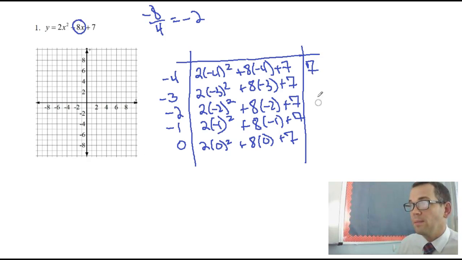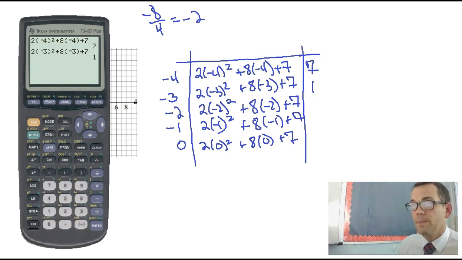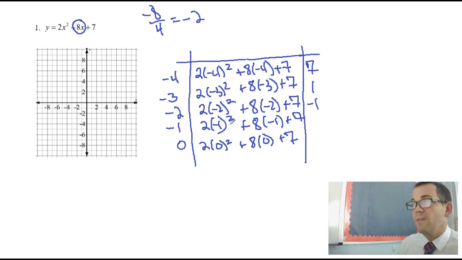And out pops a 1. All these negative 3s will become negative 2s. And then we get a negative 1. And if I continue doing that stuff, we'll see that this is 1 and this is 7. So the points we have are negative 4, 7. That's here. Negative 3, 1. That's here. And you guys know how points work, so I'm going to stop explaining that.